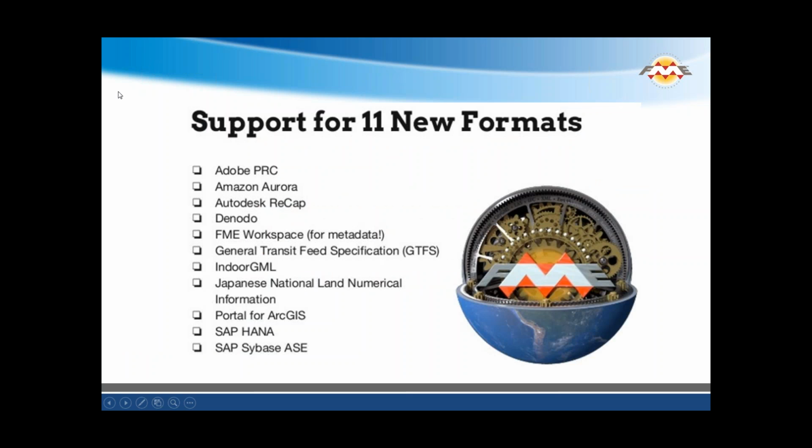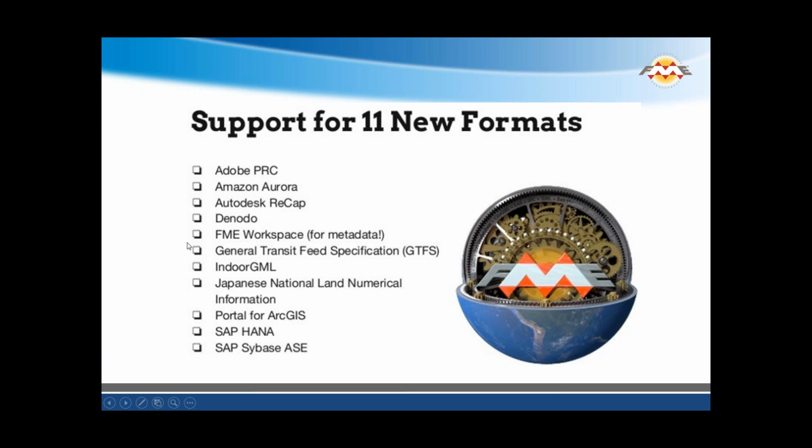So really, I think every year what people are most interested in is probably the new formats and new transformers. Just to run through quickly, we have 11 new formats that are supported in 2016. Some of these are quite specialist. We haven't had a chance to use all of these as of yet, but some of the interesting ones are probably the Amazon Aurora, which is a MySQL compatible online database. Also, you have this portal for ArcGIS, so it's a new reader and writer for feature services on the ArcGIS portal. There's Adobe PRC, which I've heard is really cool. Haven't had a chance to use it, but it's extracting 3D data that can be embedded inside a PDF.